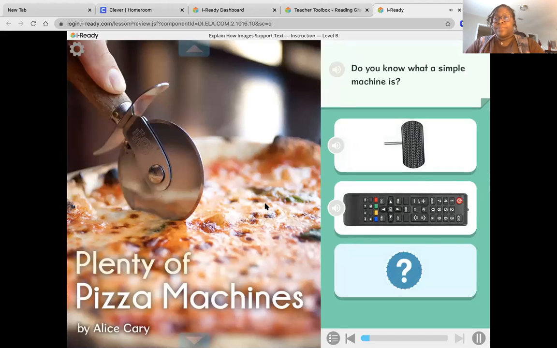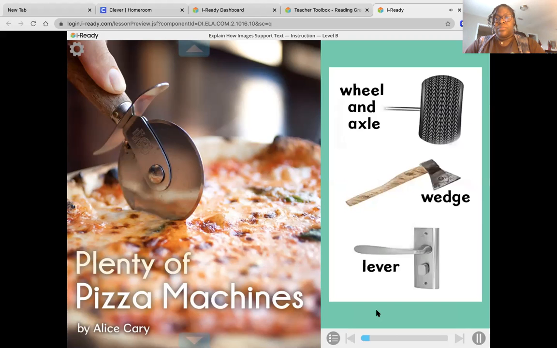Before you read, do you know what a simple machine is? If you do, tap the picture of a simple machine. If you don't, tap the question mark to learn more. Some of our friends may not know what a simple machine is, so I'm going to tap the question mark.